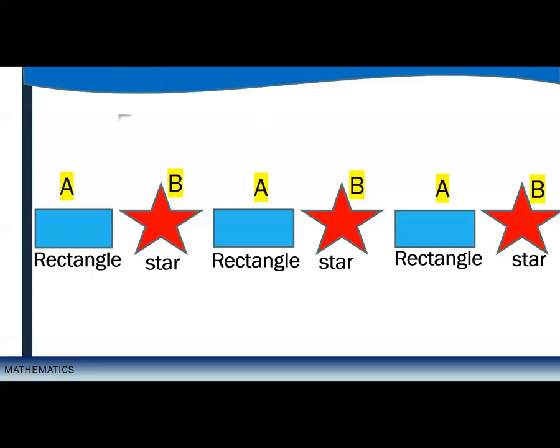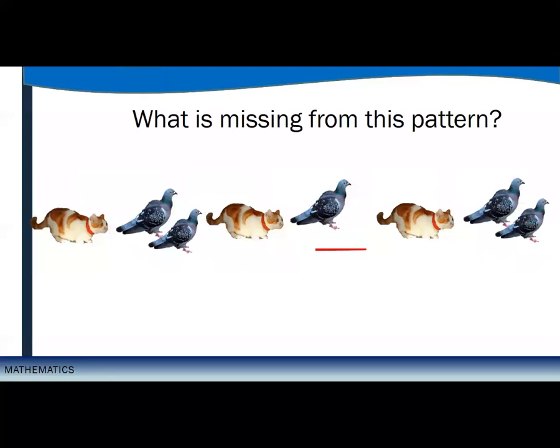And there we have it. A, B, A, B, A, B. Now we will use numbers to label the patterns. 1, 2, 1, 2, 1, 2. So all our rectangles are numbered 1 and all the stars are numbered 2.